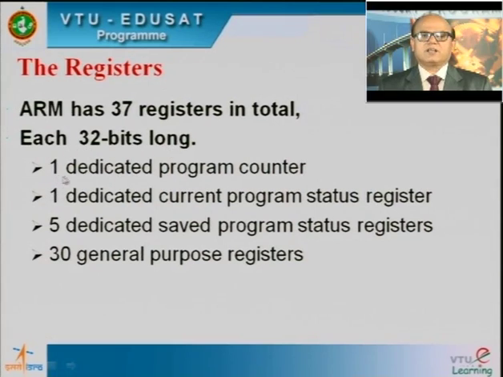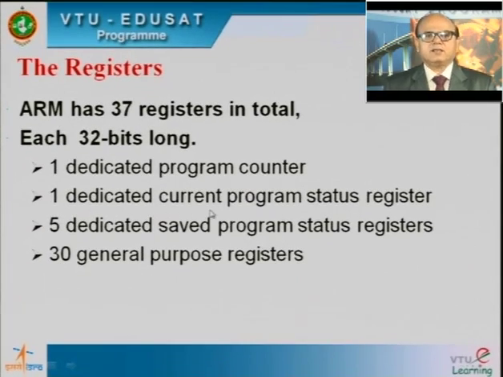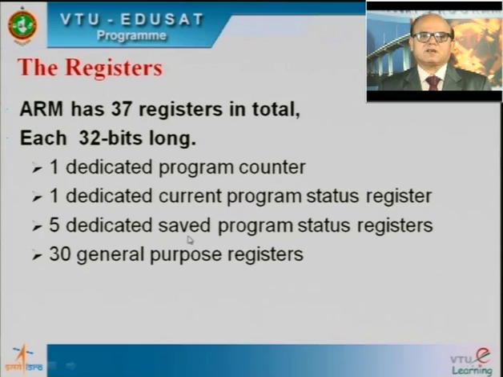There is one dedicated register called the PC, program counter, one dedicated register called the current program status register, CPSR, and there are 5 dedicated saved program status registers, sometimes abbreviated as SPSR. CPSR is the current program status register, SPSR is the saved program status register, and there are 30 general purpose registers. When I say 30 general purpose registers, in the user mode we had a few, and the remaining are available only in the remaining 6 different modes of processor operation.